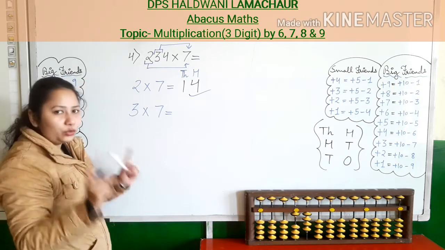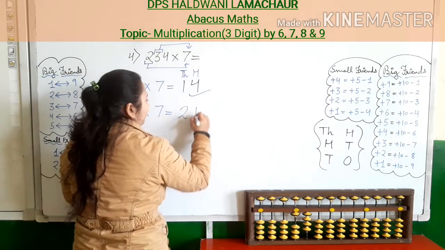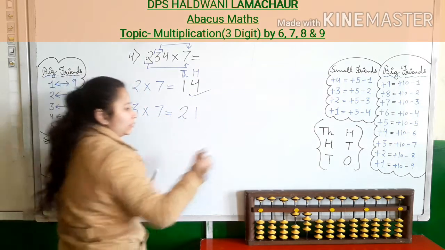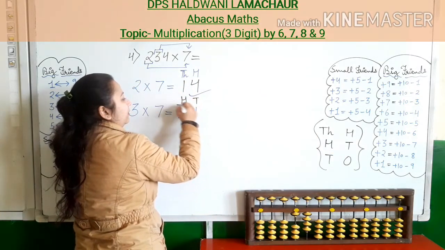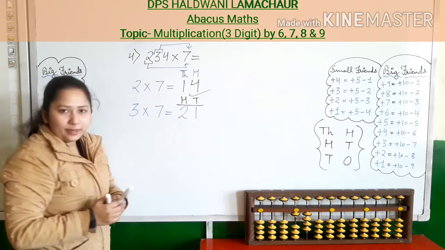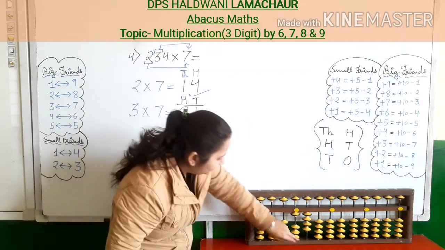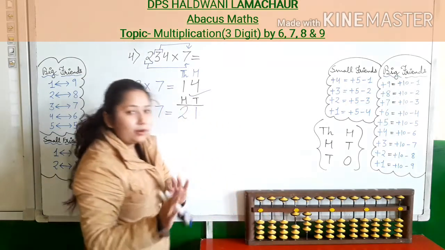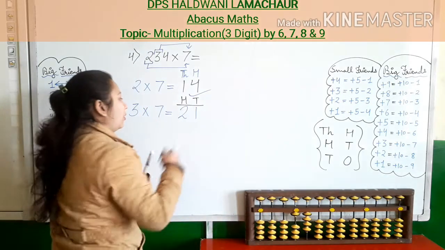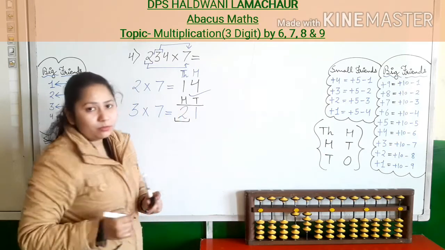Now next multiply 3 with 7. 7 3s are 21. According to the pattern, this will go in the hundreds and tens rods. So 2 in the hundreds rod, and 1 in the tens rod. Now you can see, kids, 4 I have already added in the hundreds rod.